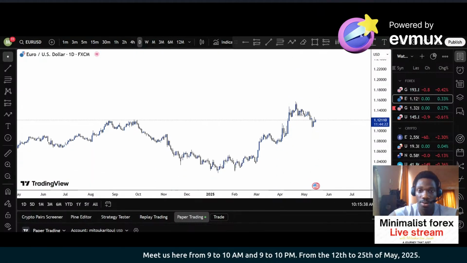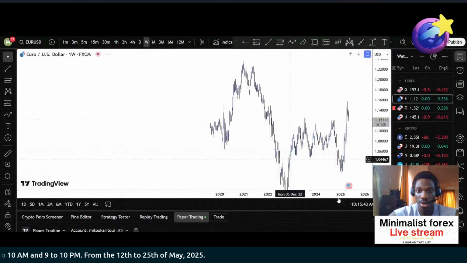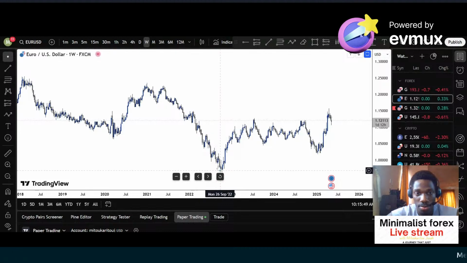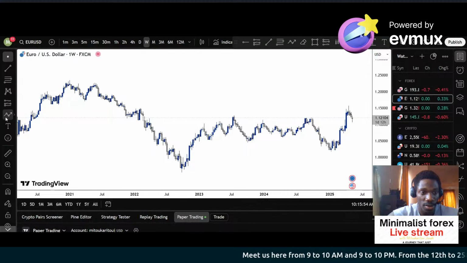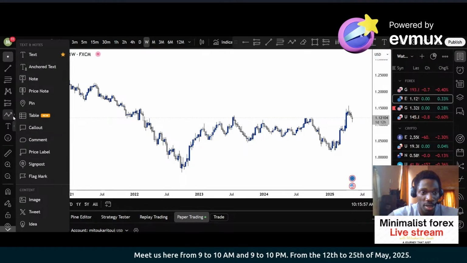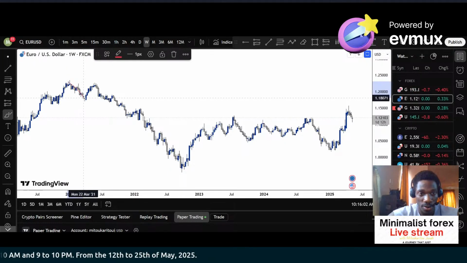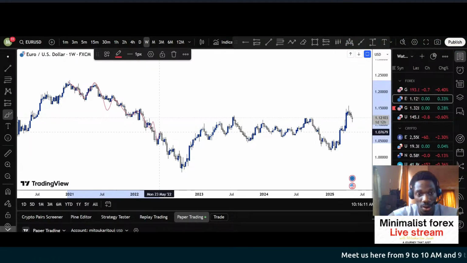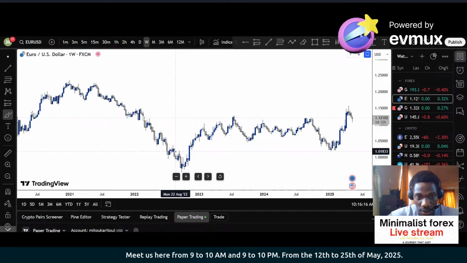But if you go to a higher time frame, you're seeing the market is bullish. Matter of fact, let me go all the way to the weekly. So you see the market was bearish all this time from here. It kept doing lower highs, lower lows, lower highs, lower lows, and all of this is bearish structure until price broke here.